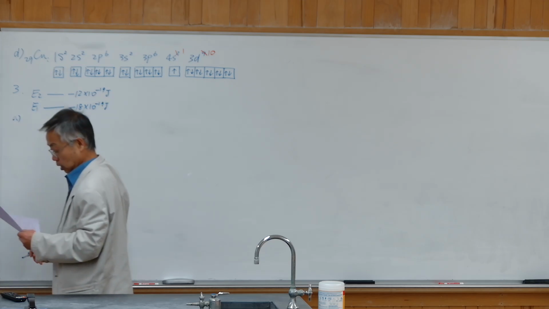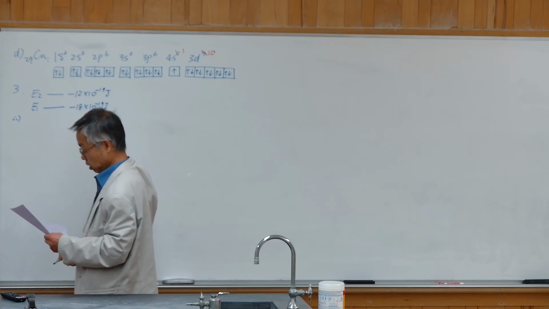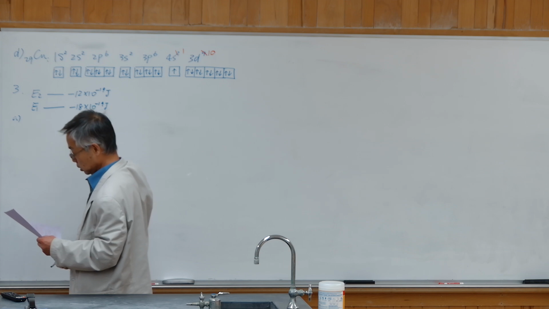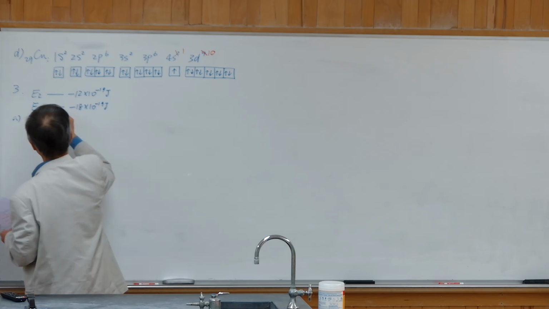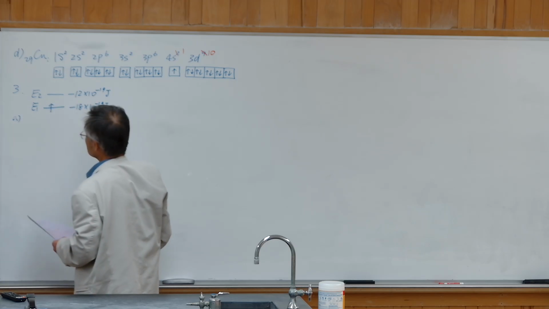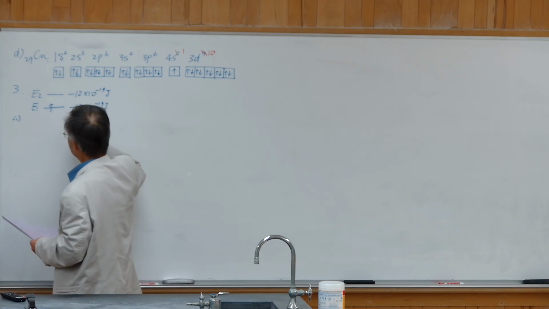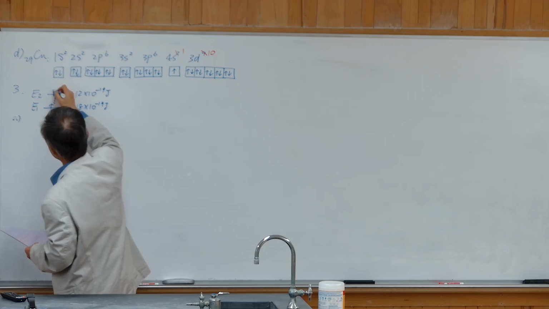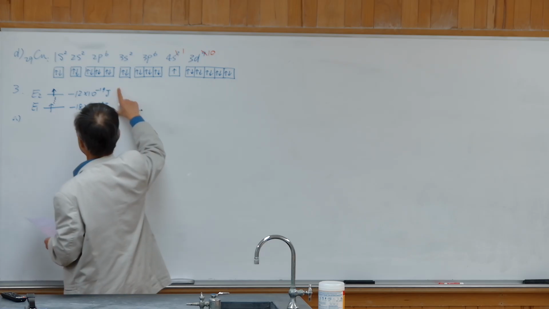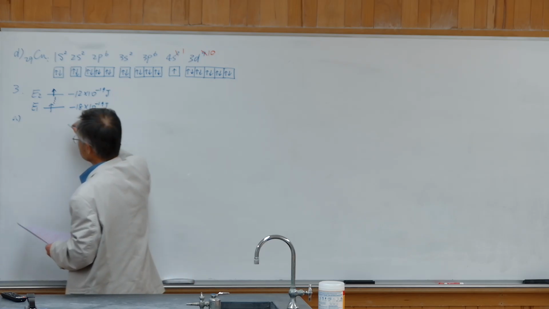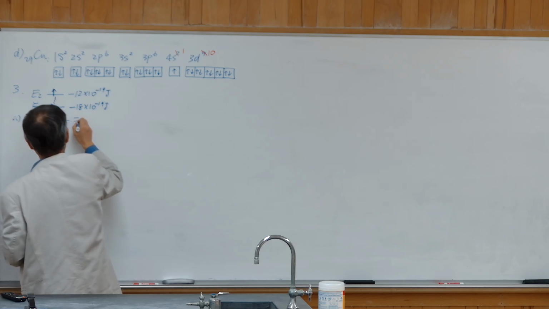Then question 8 asks you what is the energy in joules a photon must have in order to excite an electron from E1 to E2. The electron is initially in the E1 orbital, with energy negative 18 times 10 to the negative 19th power joule. We want to excite or promote it to the E2 energy level. How much energy is needed? Of course, the energy difference between these two, right? So the energy needed is the energy difference between these two.